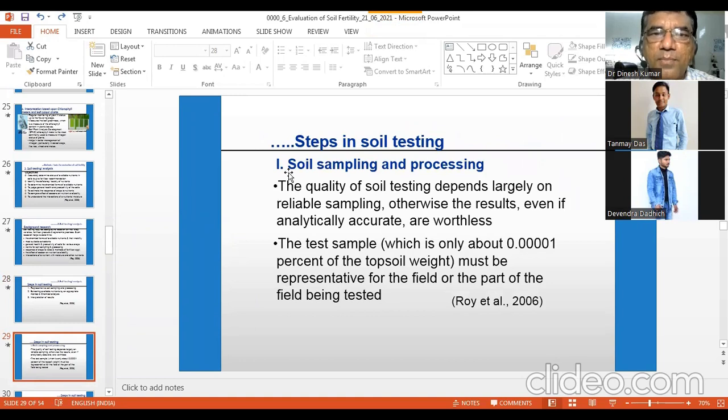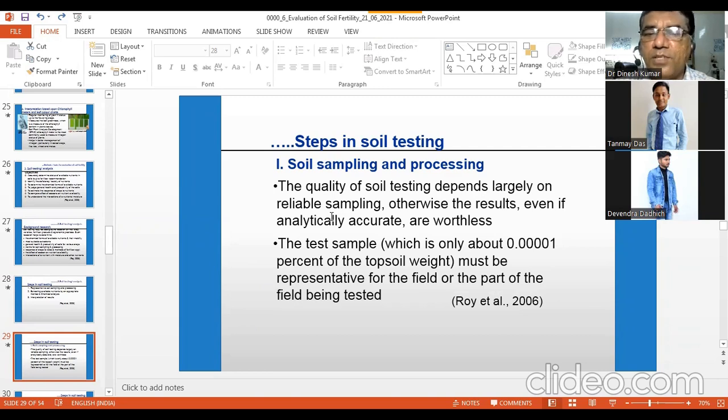Steps in soil testing. Number one, soil sampling and processing. I hope that this group understands how soil sampling is done and what precautions must be taken during sampling and processing. The quality of soil testing depends largely on reliable sampling. Otherwise, the results, even if analytically accurate, are worthless if you are not able to take the right, representative sample. Your test will go in vain.